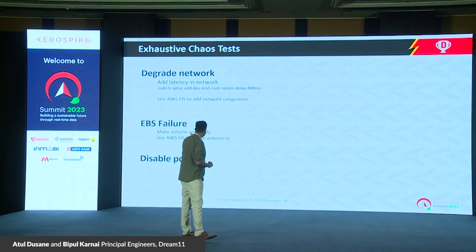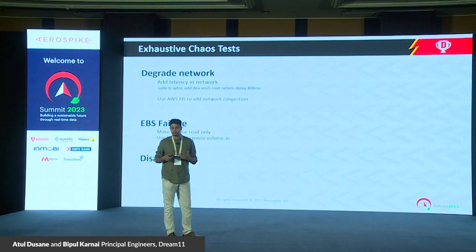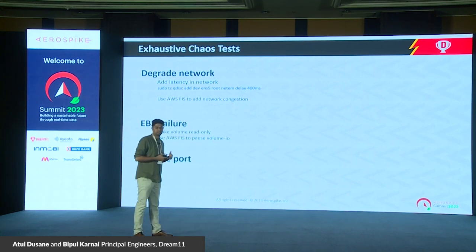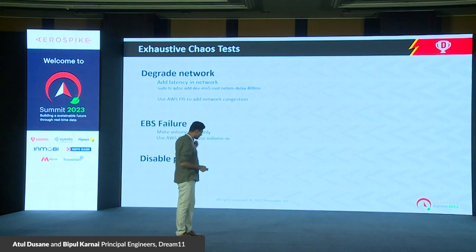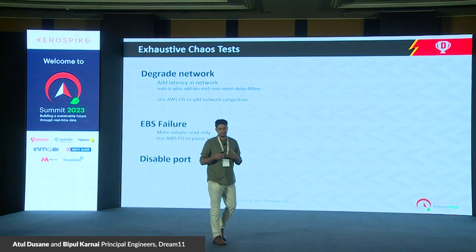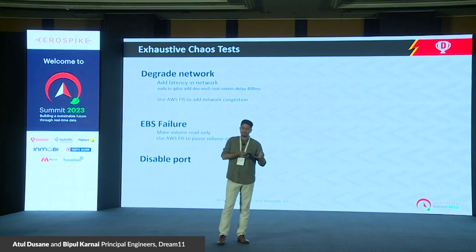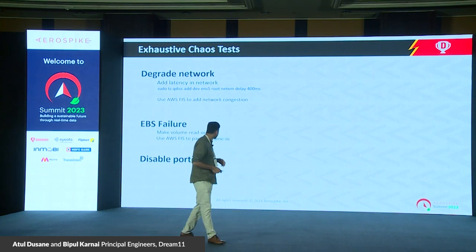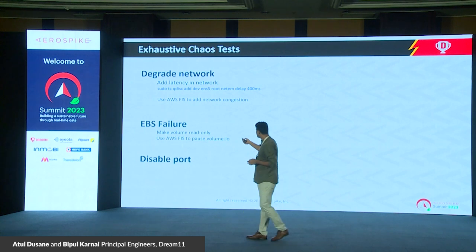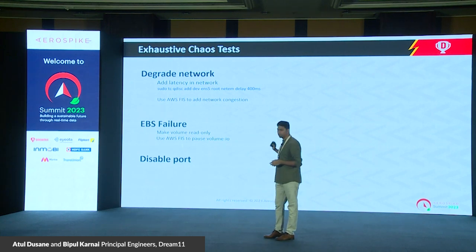You can even use AWS systems, as most of our infra is on AWS. We use AWS FIS to inject network congestion and simulate these things. Also, last year there were some outages in EBS, and that cascaded into a lot of outages in our services. So we also started testing EBS outages. For EBS failures, you can make your volume read only, or there is an AWS service which pauses the EBS volume IO.